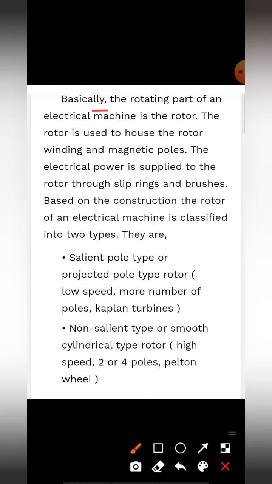Today my seminar topic is salient pole type and non-salient pole type. Basically, in electrical machines, the rotating part is called the rotor. The rotor is used to house the rotor winding and the magnetic poles. The electrical power is supplied to the rotor through slip rings and brushes. Based on the construction, the rotor of an electrical machine is classified into two types. The first one is the salient pole type and the second one is the non-salient pole type.